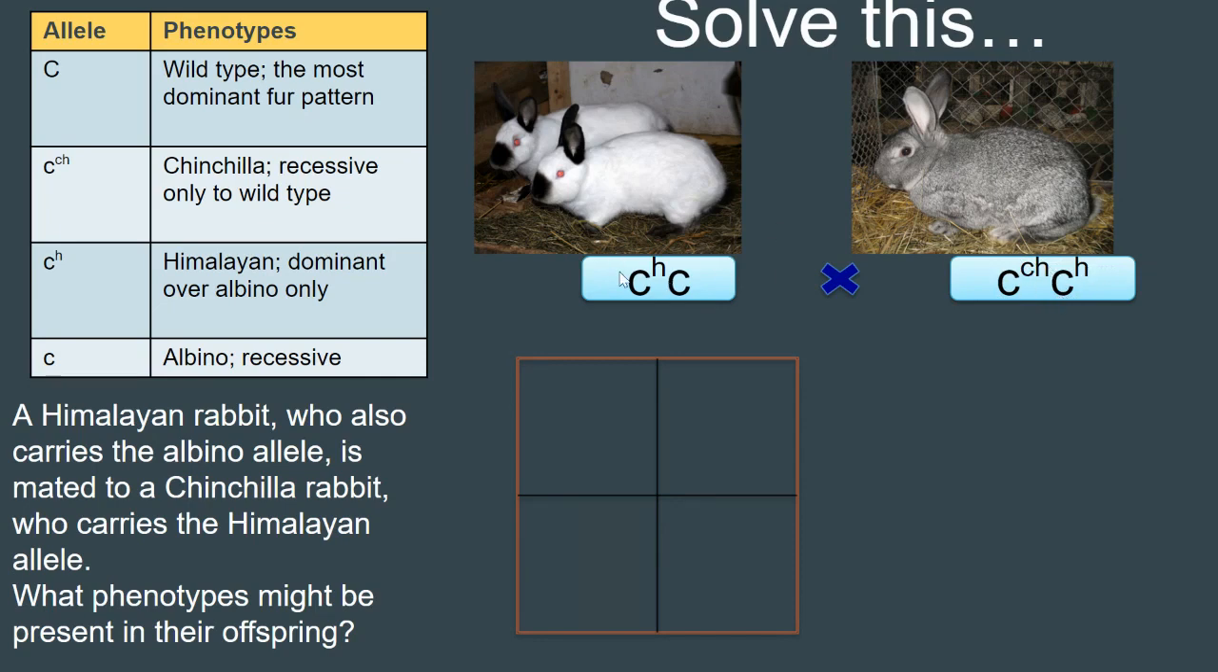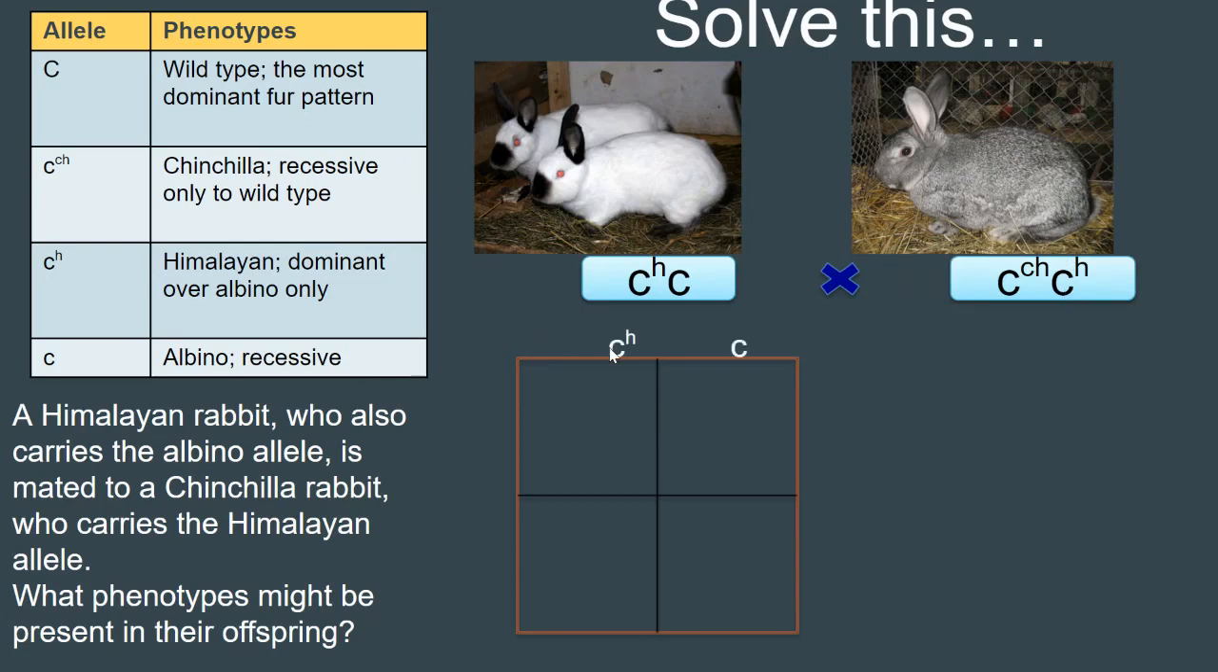So both of these would be heterozygotes because they don't have 2 of the exact same types of alleles. They've got a combination of alleles. But remember, you go with that dominant spectrum to find out what they're going to look like. The CH is dominant over the little c, so you end up with the Himalayan color. The CCH is dominant over the CH, so you end up with the chinchilla color.